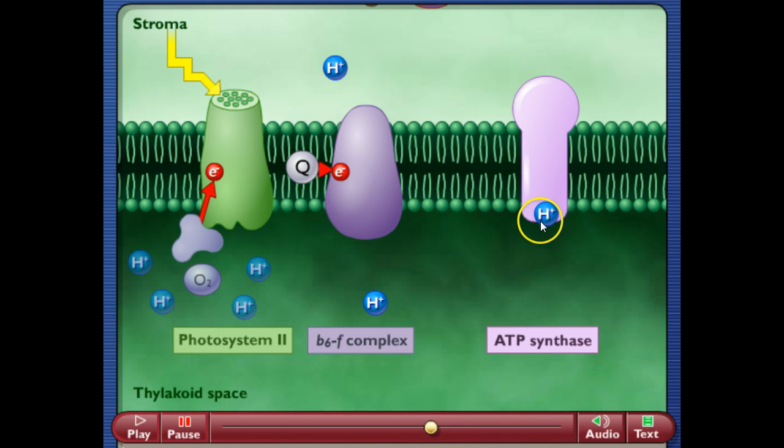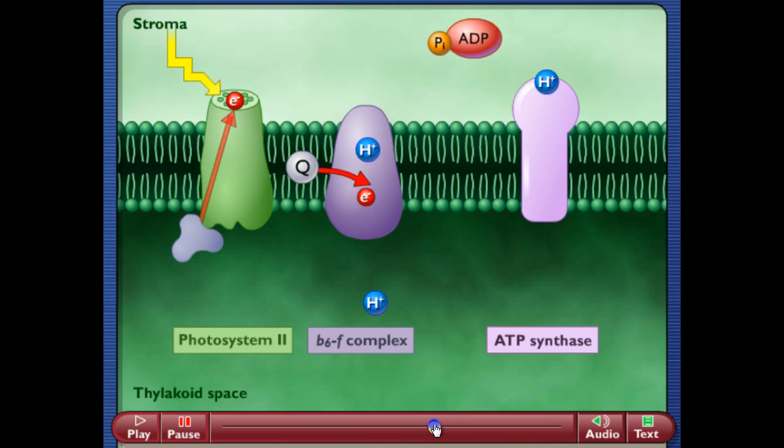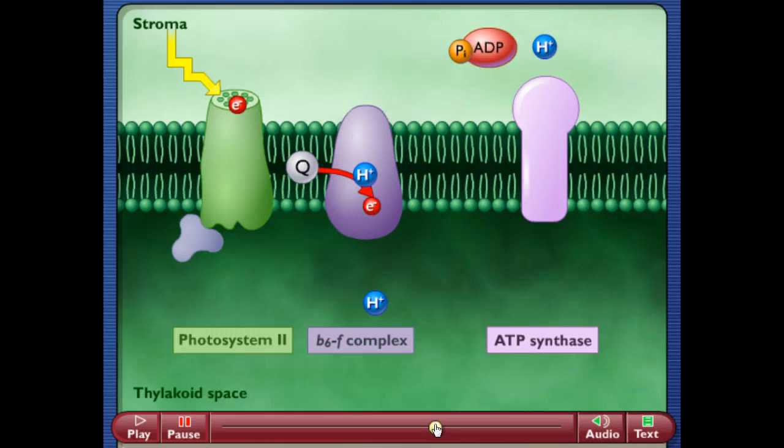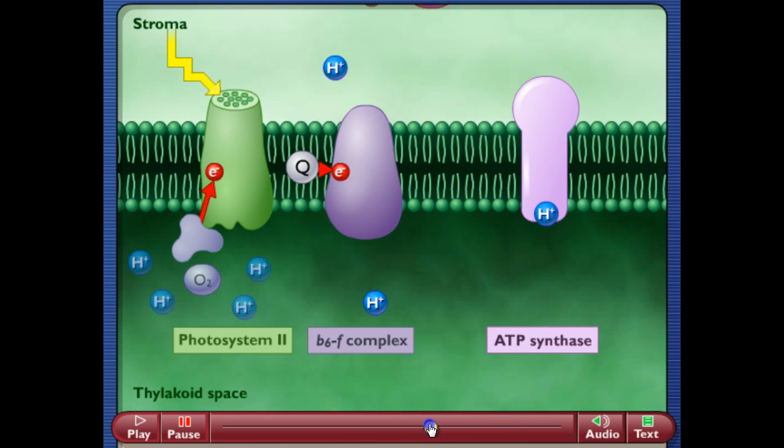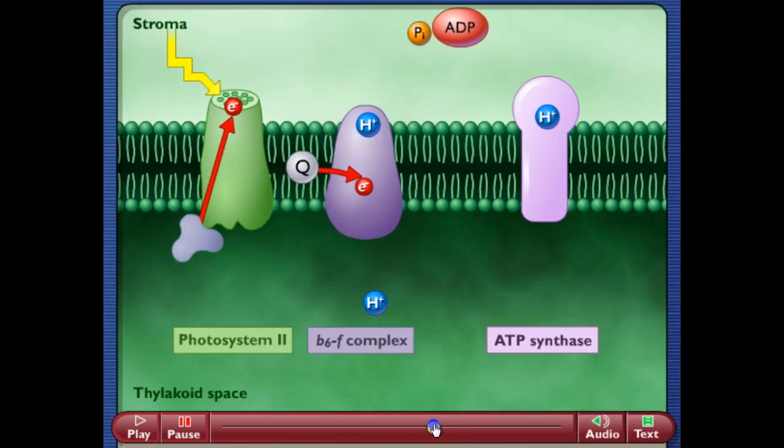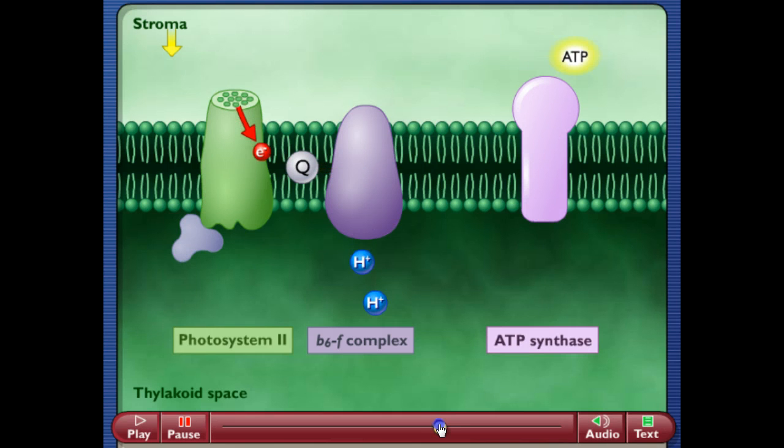So now let's look at the role of this proton. So this proton then is pumped back through, and now its energy is used to reunite this phosphate and this ADP, adenosine diphosphate. And remember, if we add a phosphate to ADP, what do we have left? ATP, that's correct. So let's look at that process again. Now, boom, there's our ATP.